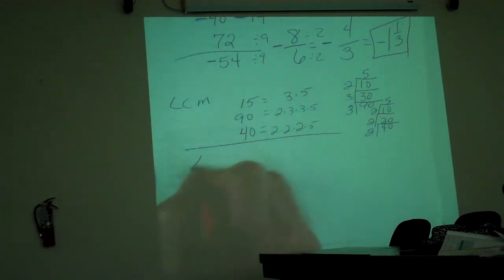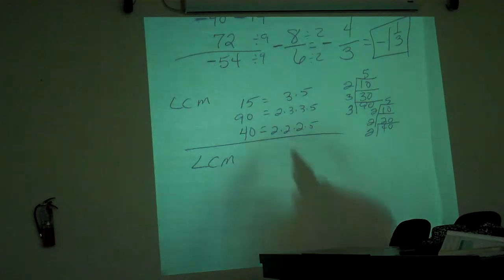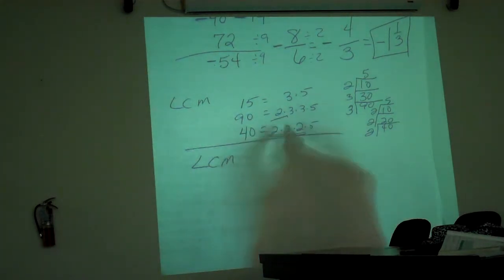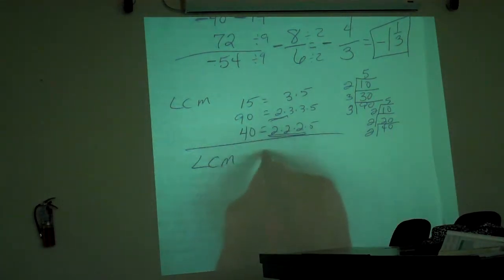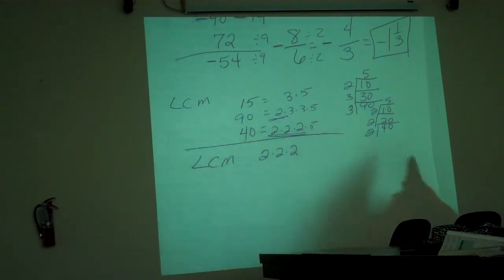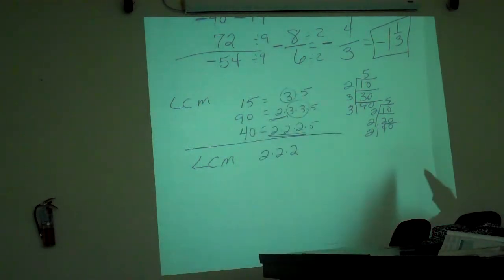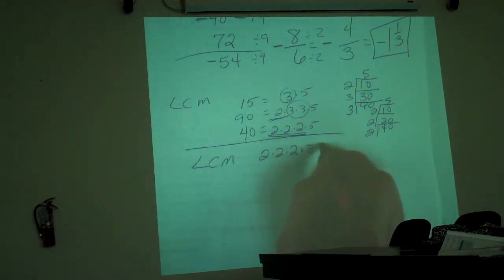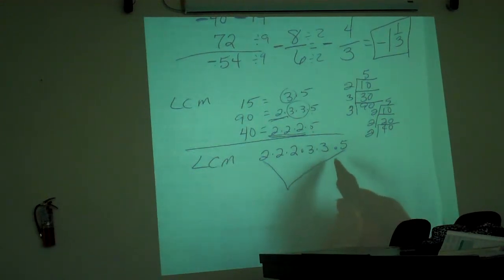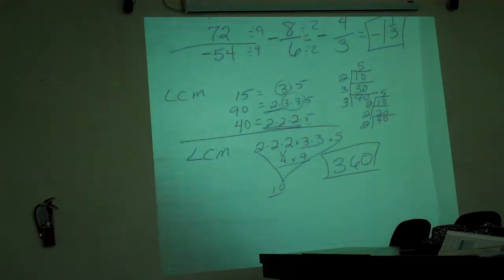Your least common multiple? What's the most 2's? There's 3 and 1. The most is 3, right? Mm-hmm. What's the most 3's? 2. And the most 5's? 1. Okay, so you got 10 times 4 times 9. 36 times 10 is 360. So your least common multiple would be 360.